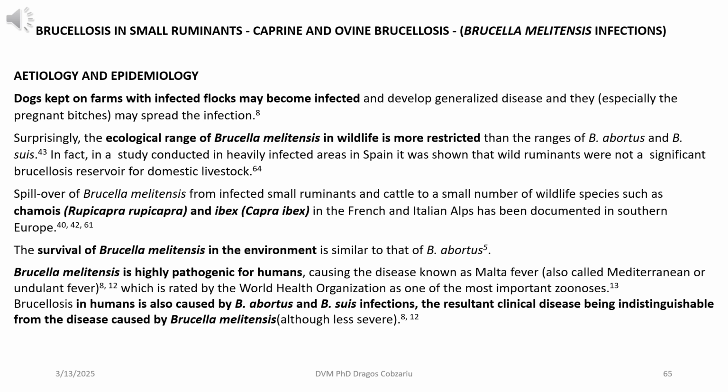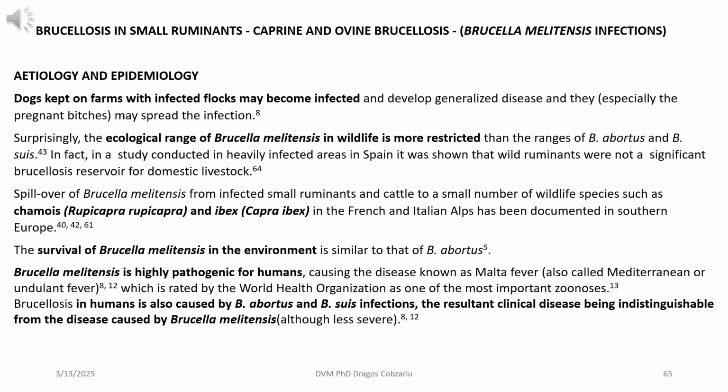In fact, in a study conducted in heavily infected areas in Spain, it was shown that wild ruminants were not a significant brucellosis reservoir for domestic livestock. Spillover of Brucella melitensis from infected small ruminants and cattle to a small number of wildlife species, such as chamois, Rupicapra, and ibex, Capra ibex, in the French and Italian Alps has been documented in southern Europe. The survival of Brucella melitensis in the environment is similar to that of B. abortus.